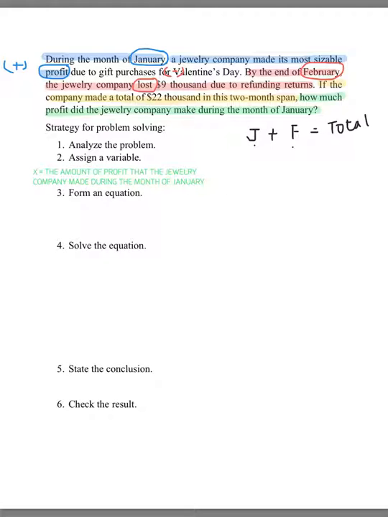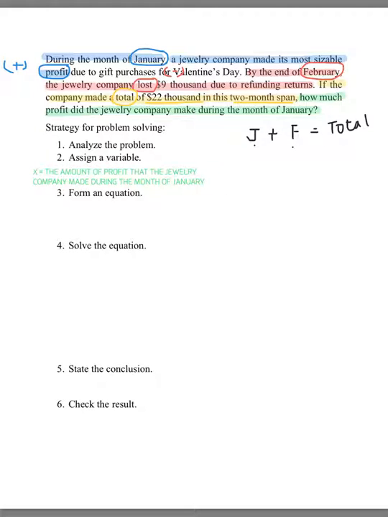And what was the total that they made in these 2 months? Well, that's actually given to us. They made $22,000 in the 2-month span. So there we go. Ideally, this is where the equation is going to have the type of structure.